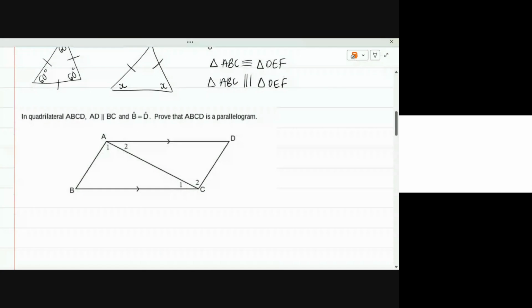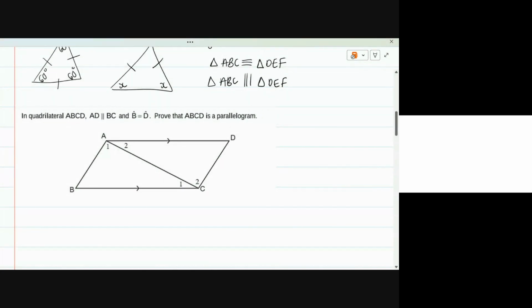It says here, in quadrilateral ABCD. Now, when we read the information, it's very important that we are reading everything that we've been given so that we can actually make sure that we put it in there. We are told that side AD is parallel to BC. As soon as we hear the word parallel, I need to think fun angles. We know what fun angles are? Yes, we've all heard of fun angles.